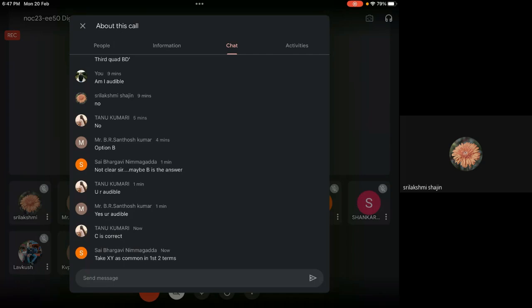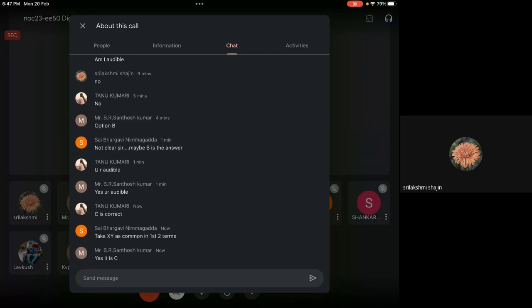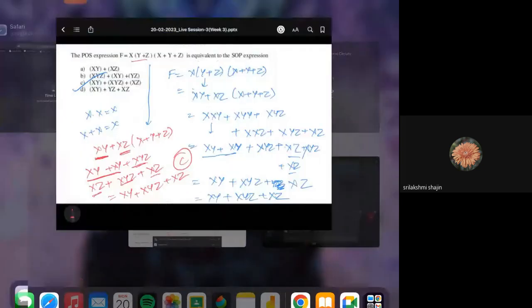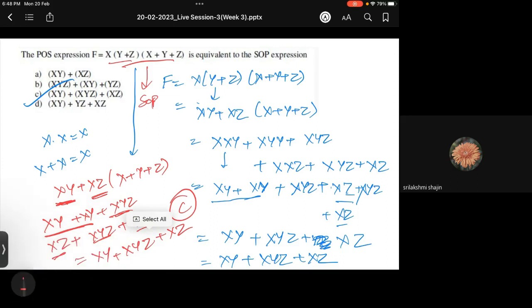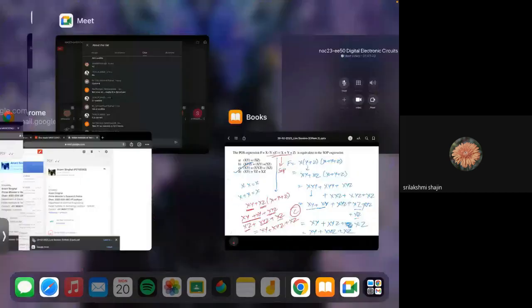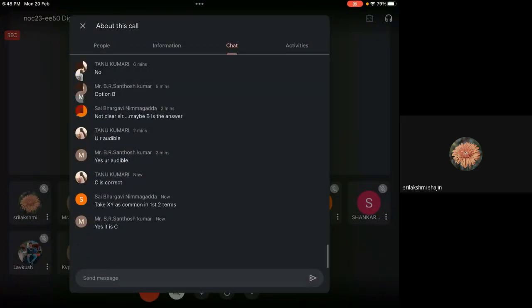No, we are opening it. I'm not taking anything common. I'm trying to convert this POS to SOP. I'm not minimizing the expression. And how can you take X, Y common from any term? I did not get it. Are you clear, Sai?